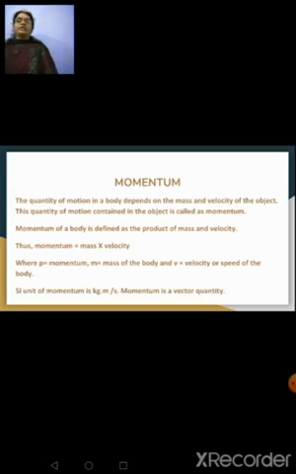The SI unit of momentum is kilogram meter per second. This is because momentum is a product of mass and velocity. The SI unit of mass is kilogram and of velocity is meter per second. Put together, we get the SI unit of momentum as kilogram meter per second. Momentum is a vector quantity because it has both magnitude and direction.